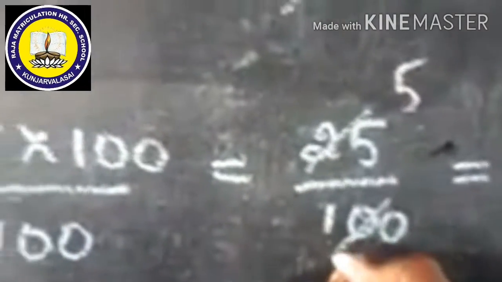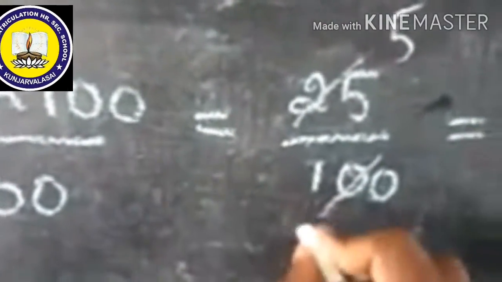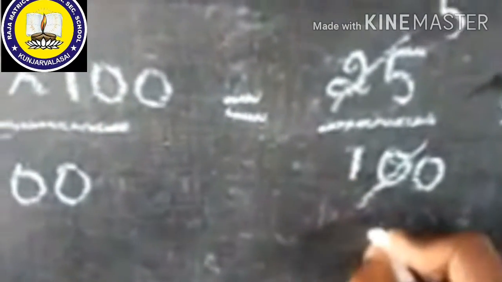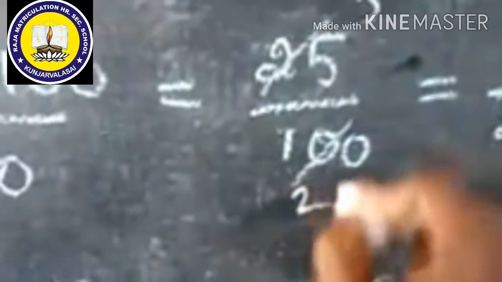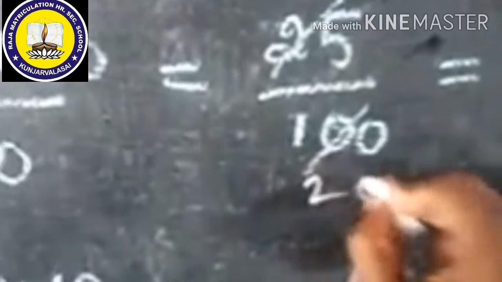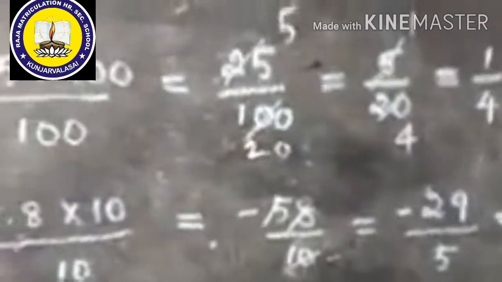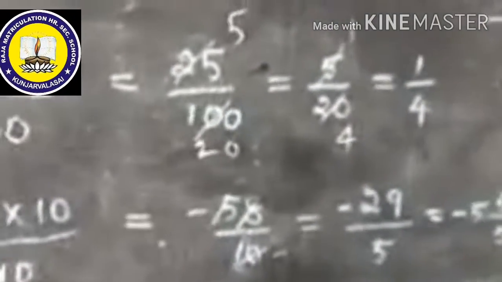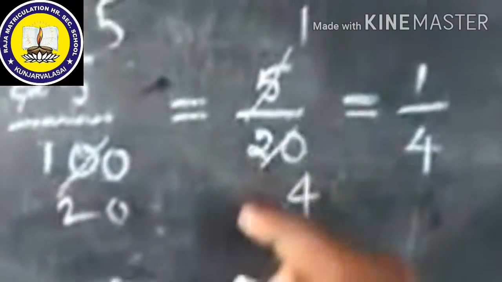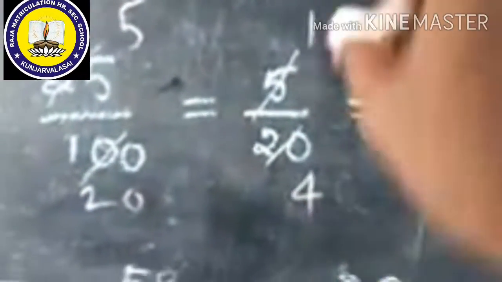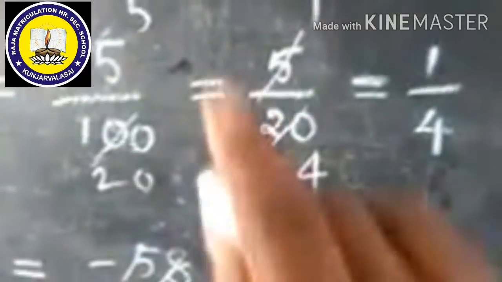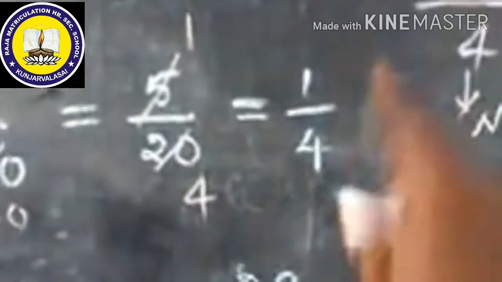We take the first two numbers, 10. How many 5s in 10? There are 2 5s are 10, and the remaining 0 we put in the places. Therefore the answer is 5 by 20. So 5 by 20 we cancel by the 5 table also. 1 5 is 5, 4 5s are 20. Therefore the rational number is 1 by 4.